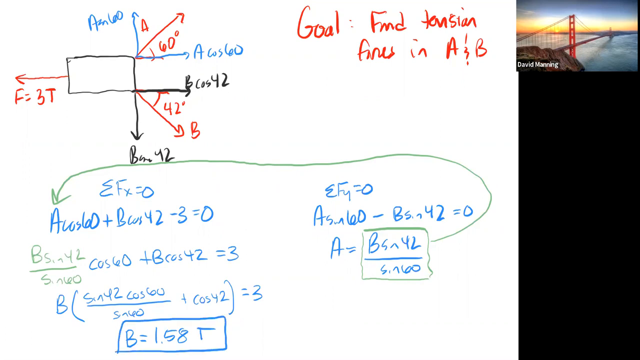Then we're going to take what we learned at B, plug it back in into A. A is $1.22. And that's it. That's how you solve the problem. Anybody need anything clarified there?